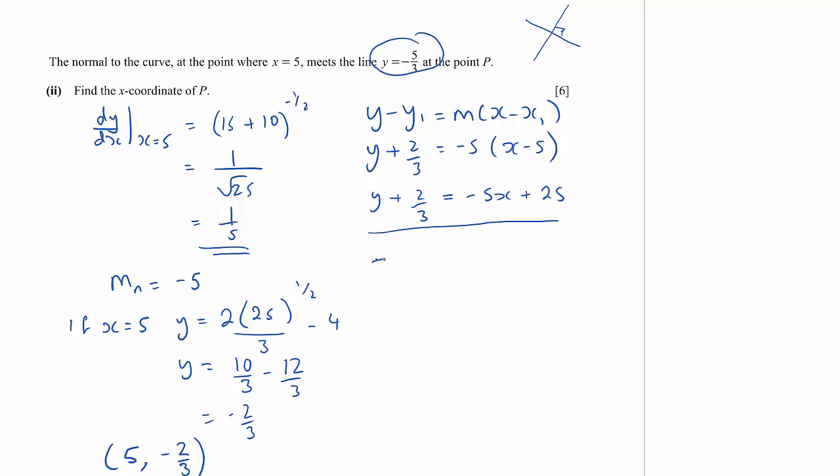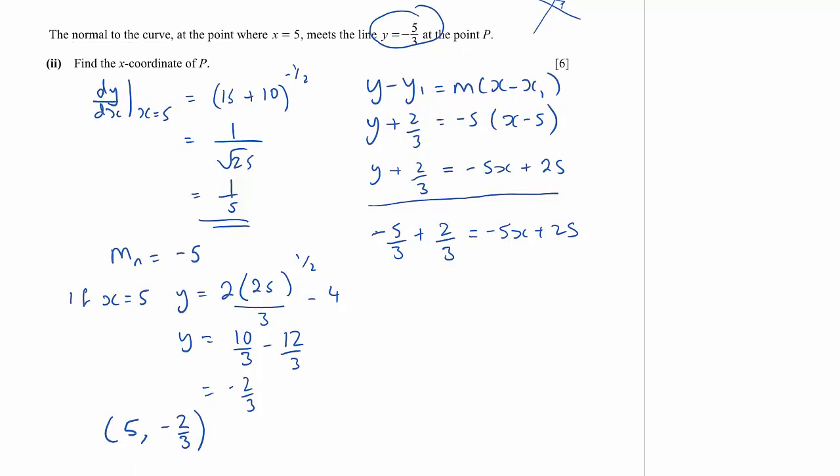So we can substitute that in. -5/3 plus 2/3 is going to be -5x plus 25. So this is -3/3, so that's going to be -1 is -5x plus 25. And if we rearrange that, we get 5x equals 26. So x is going to be 26 over 5.